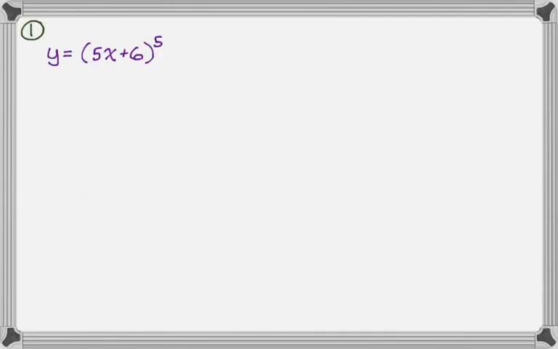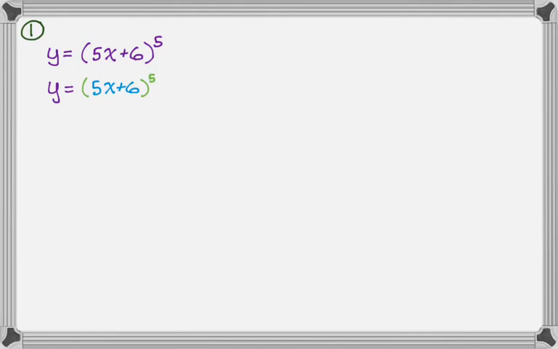Let's get started. First problem, we have y equals the quantity 5x plus 6 to the fifth, and we want to find the derivative of this thing. So this is a composition, and that means we're going to use the chain rule. What I'm going to do for most of the problems in the video, maybe all of them, is kind of colorize things so that you can see the different functions involved. So the big outer function is something to the fifth, the inner function is 5x plus 6.